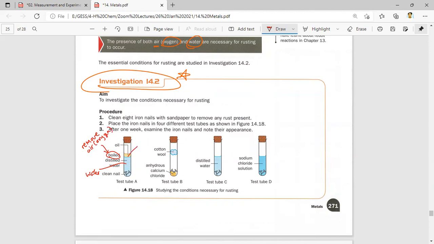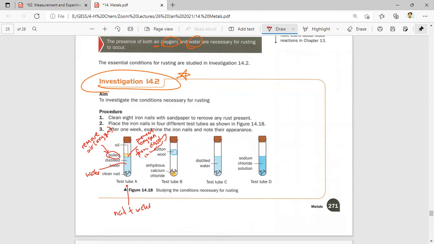Then why must they put oil here? It is to prevent oxygen from dissolving into water. So please take note of it. Boiling is to remove the oxygen from the water. Oil is to prevent oxygen from dissolving in the water. So you are trying to say in test tube A, this is only nail plus water. No oxygen present.